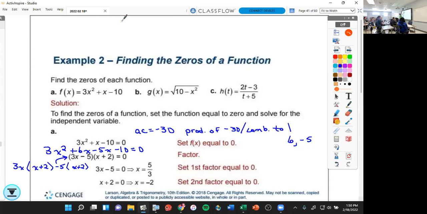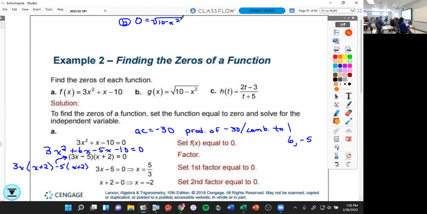Part B. I want to find the zeros of that. Well, to find the zeros, that means g of x, which is y, needs to be 0, correct? So 0 equals the square root of 10 minus x squared. To find the zeros, I have to get x by itself. What would be the next logical step? Can't. It's trapped. I need to untrap it.